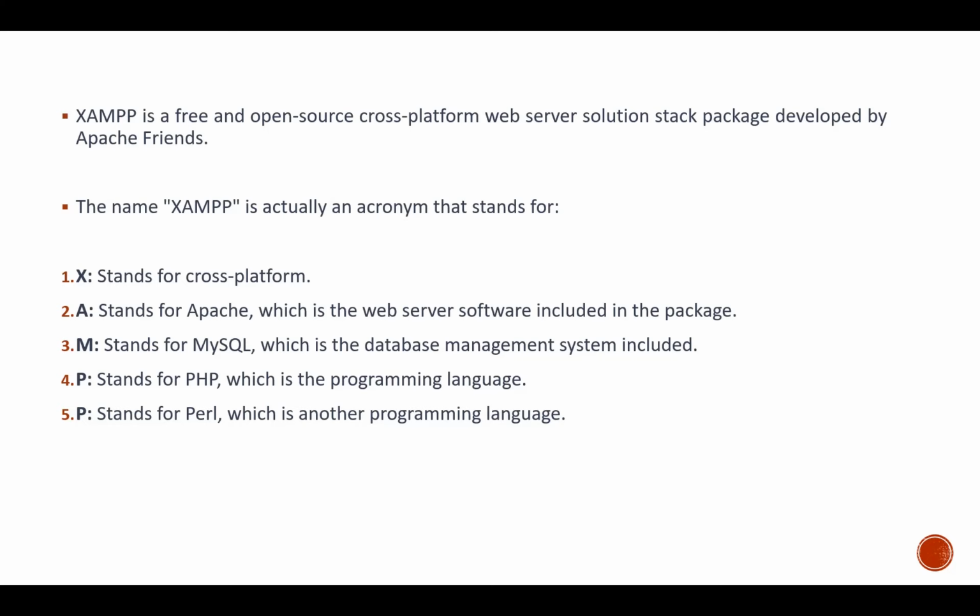So the name XAMPP is actually an acronym. X stands for cross-platform, which means we can go for any of the platforms. A is for Apache, especially when it comes to the web server. M is for MySQL, or a related DB. And P is for PHP, and the other P is for Perl.